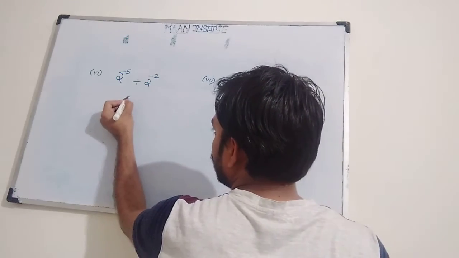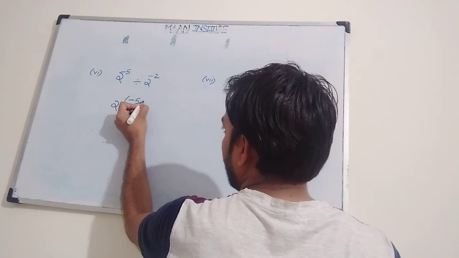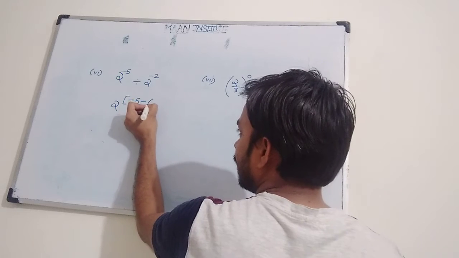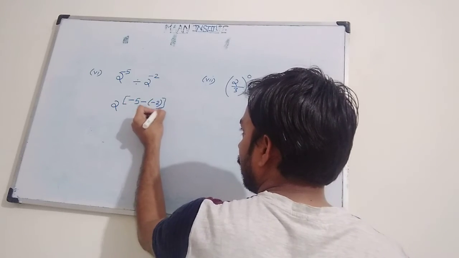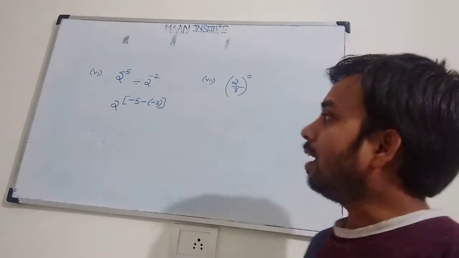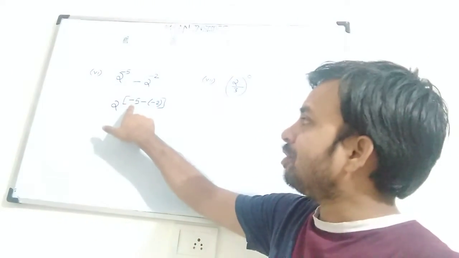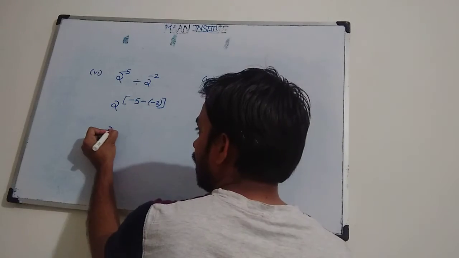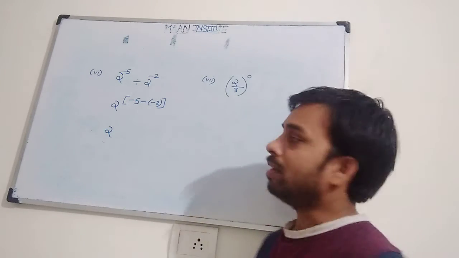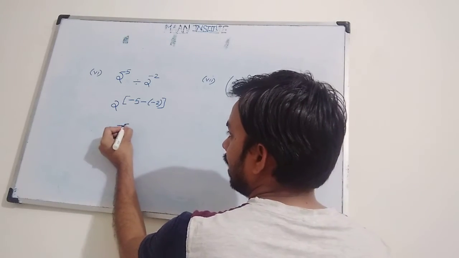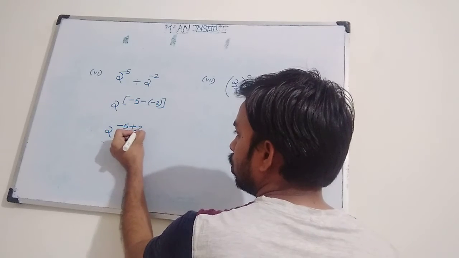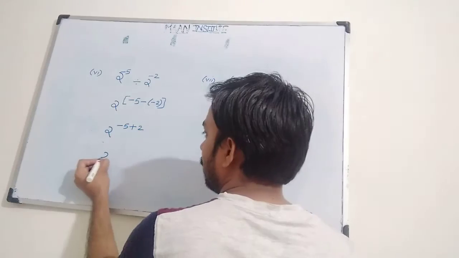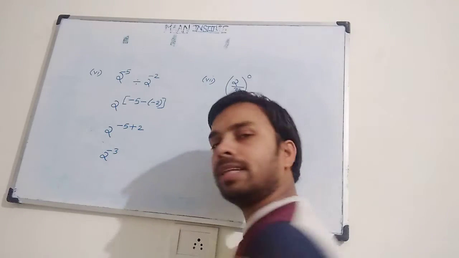2. So it becomes minus 5 minus 2. I hope you understood. Right? I have subtracted the powers, minus 5 minus 2. So how does it look? 2 to the power minus 5 minus, plus 2. Minus 5 plus 2 becomes minus 3.